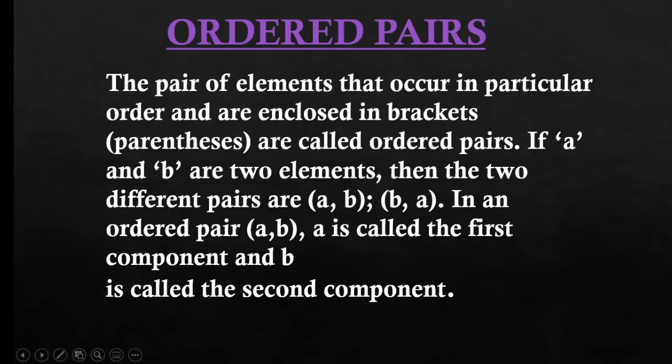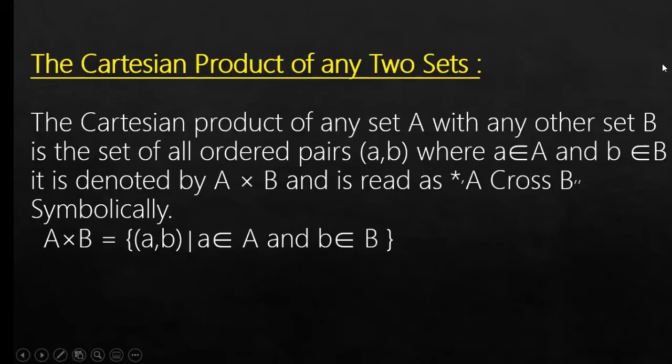So what is the Cartesian product? Let me clarify it furthermore. The Cartesian product of any set A with any other set B is the set of all ordered pairs (a, b), where element a belongs to the set A and the element b belongs to the set B. It is denoted by A × B and is read as A cross B. So symbolically, A × B = {(a, b) such that a belongs to the set A and the element b belongs to the set B}.